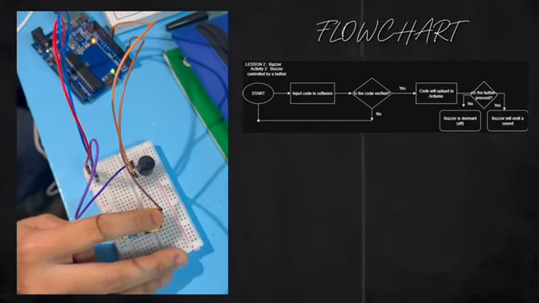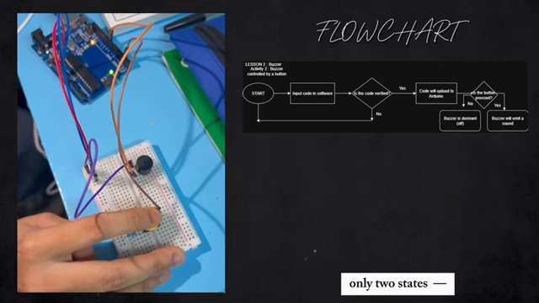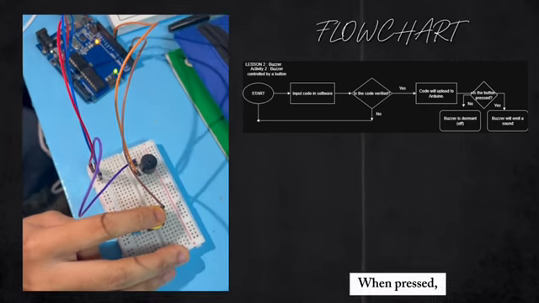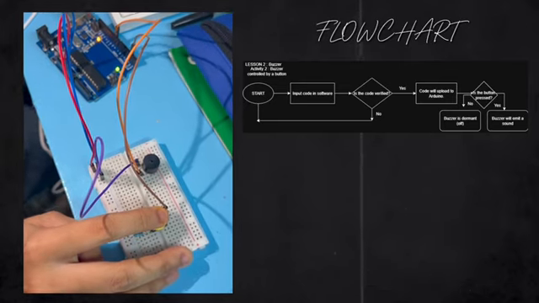As you can see, the button controls only two states: on, pressed, and off, not pressed. When pressed, it produces a sound from the buzzer.